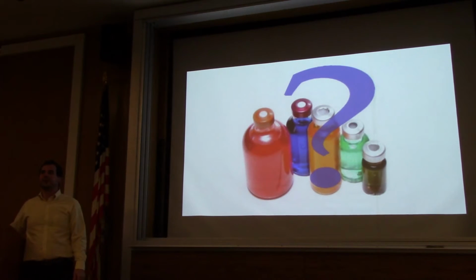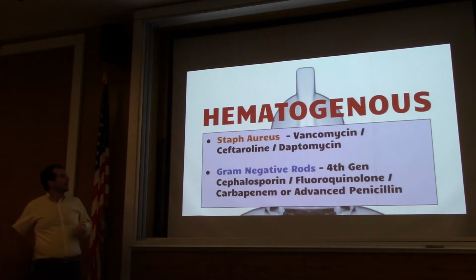All right, so antibiotics, what are you going to choose? This is where the difference between the hematogenous and the exogenous comes into play. The antibiotics that we choose for hematogenous are going to mostly be targeting Staph aureus, streptococcal species, and the more common gram-negative rods.